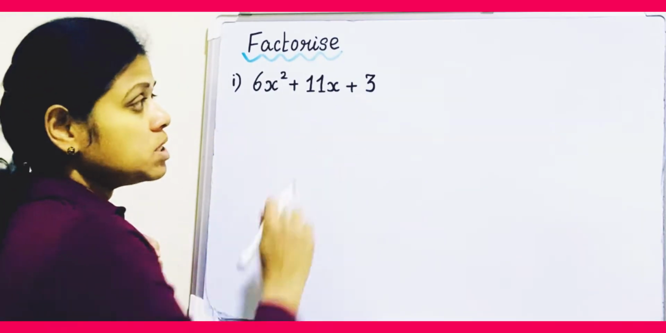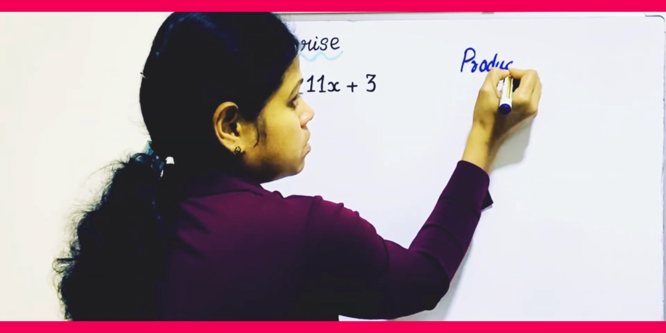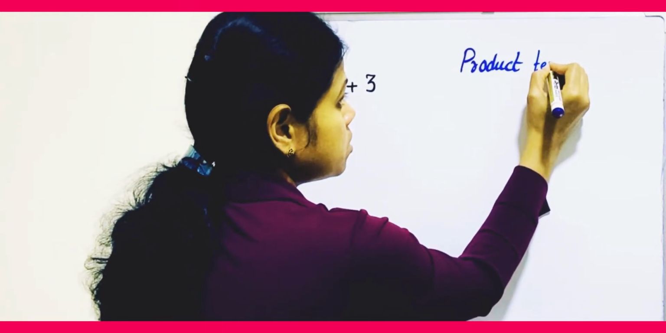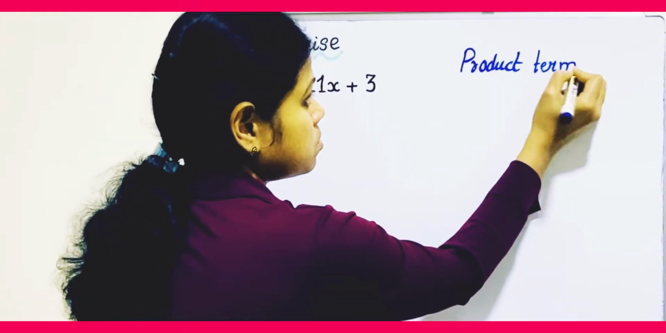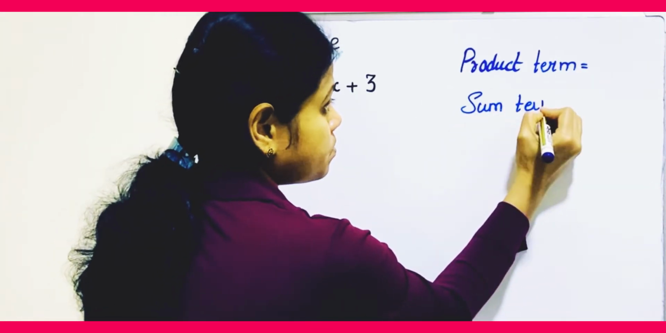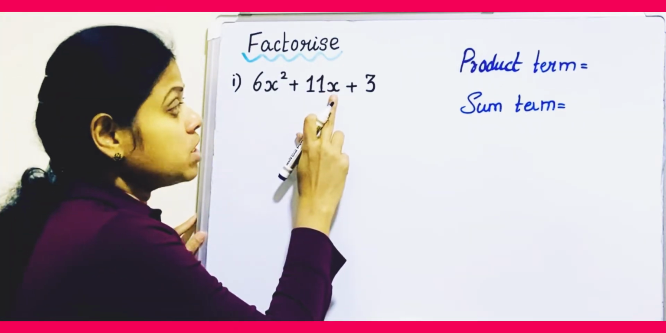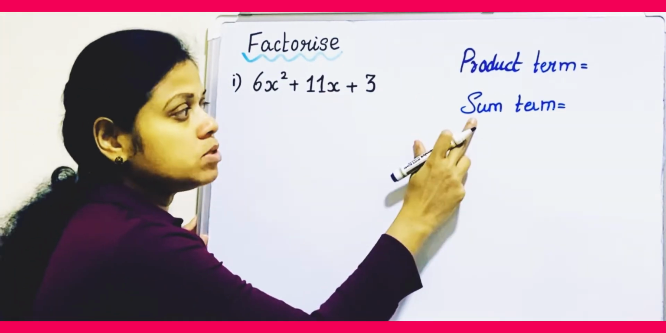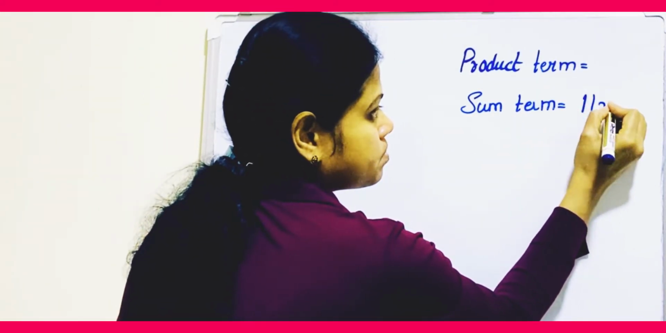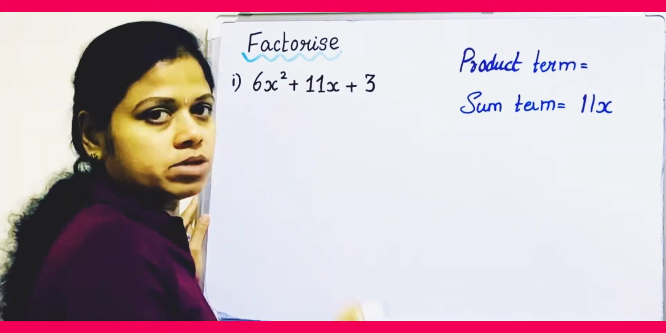So in this expression, which is the product term? And which is the sum term? Always the middle term, the one that comes with x, is the sum term. So here the sum term is 11x. The middle term which comes with x is the sum term.